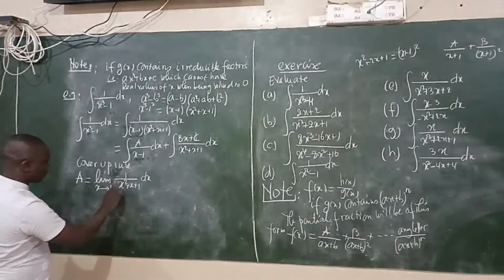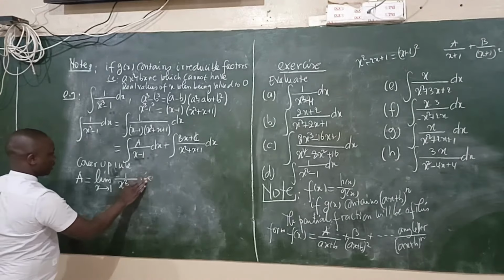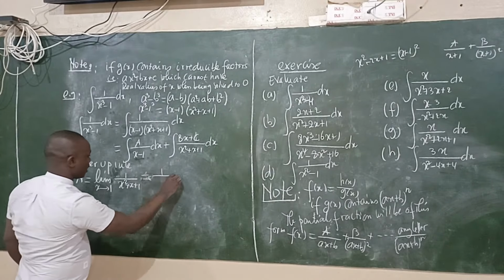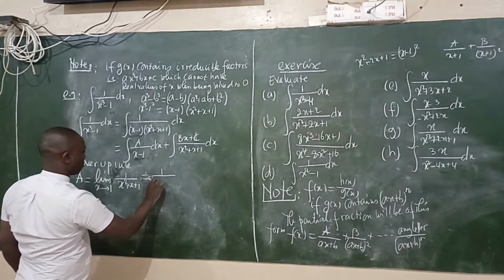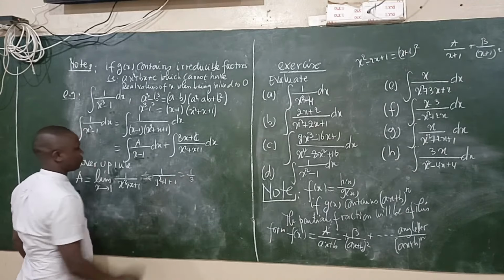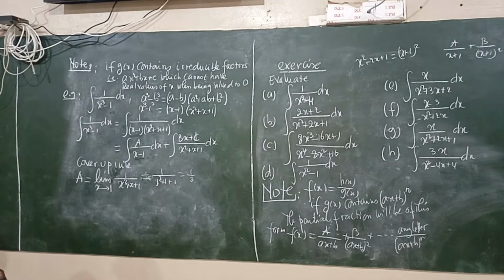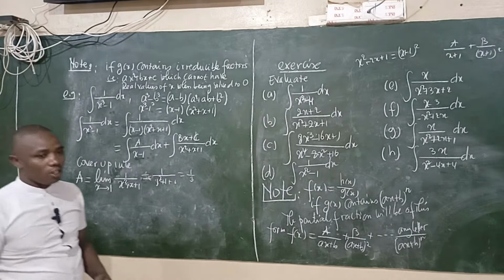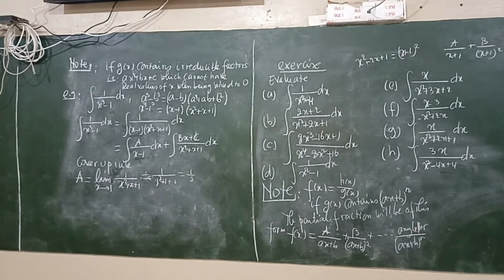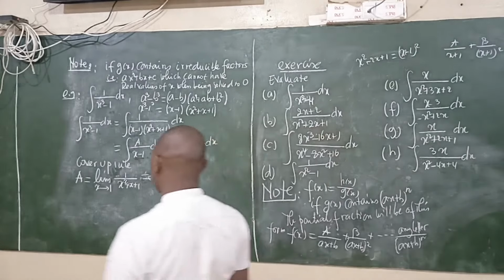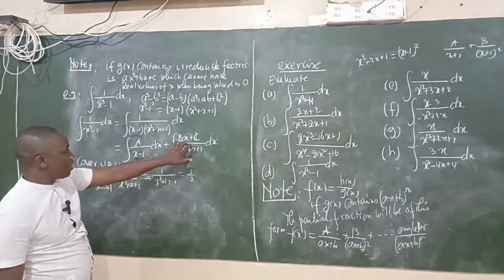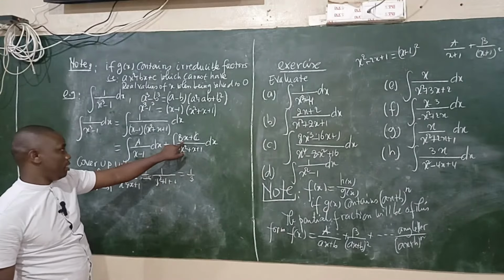So here x must be approaching 1. That is, replace x by 1. Here is 1 power 2 plus 1 plus 1. This is 1 over 3. Okay? Hope you are getting that. The problem is, how are we going to find B and C?